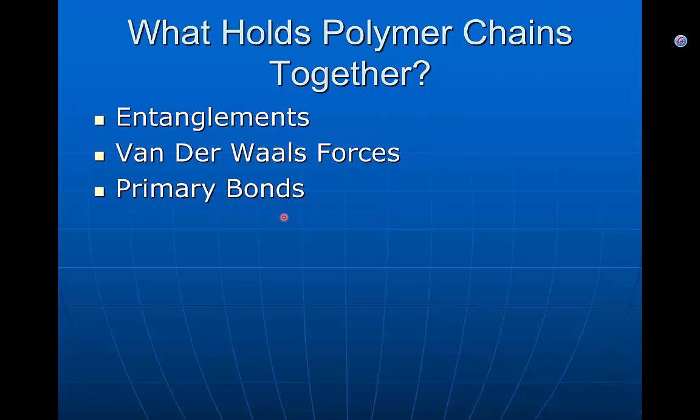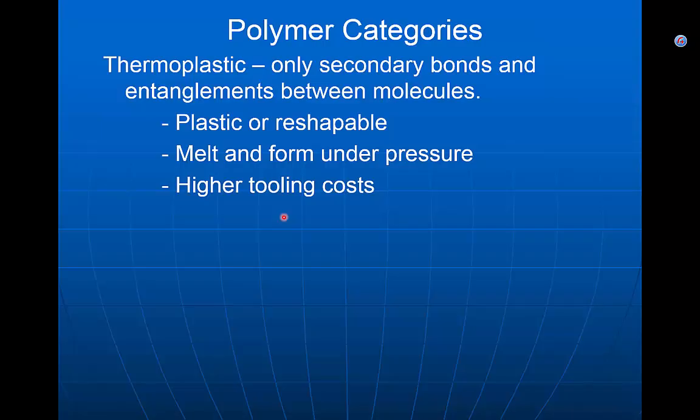So that leads us to our next major subdivision of polymers into categories. And this is kind of the ultimate division. Polymers fall into one of 2 categories. Thermoplastics have only secondary bonds and entanglements holding the molecules together. And what that means, those bonds can be restructured easily, so these are easily reshaped, or they are plastic materials. Thermoplastic means you add heat and you can reform the polymer.